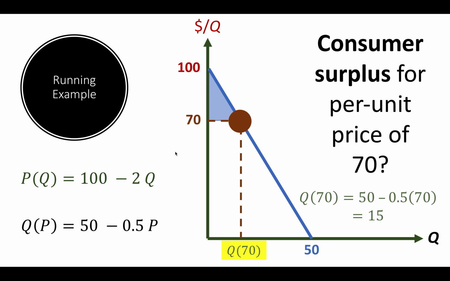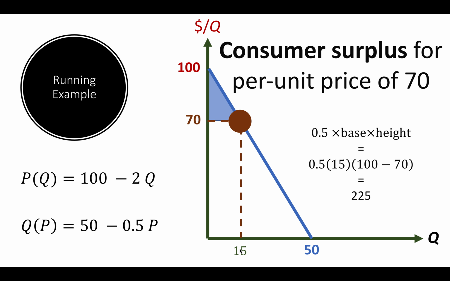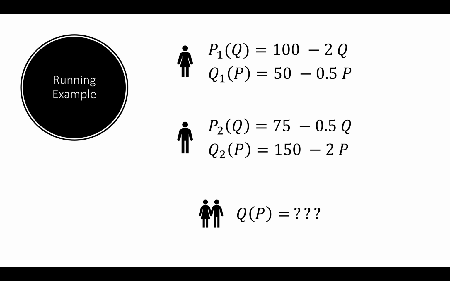I go to my demand function and plug in 70 for the price. How many am I willing to buy if the price is 70? I find out it is 15. So I put a 15 there, and now I've got 15 on this leg and 30 on this leg, since 100 minus 70 is 30. Half of 15 times 30 is 225. So that's my consumer surplus for that price. And that's it. That's consumer surplus.